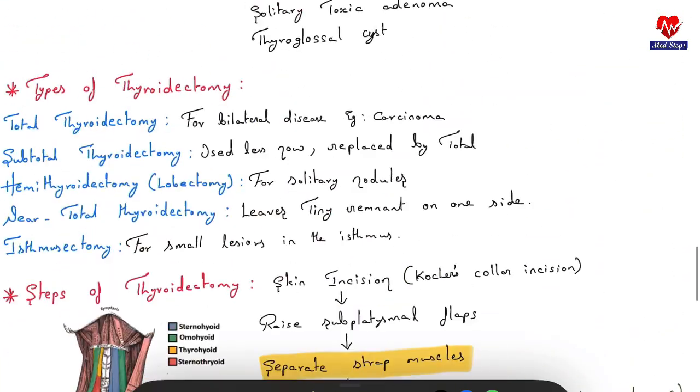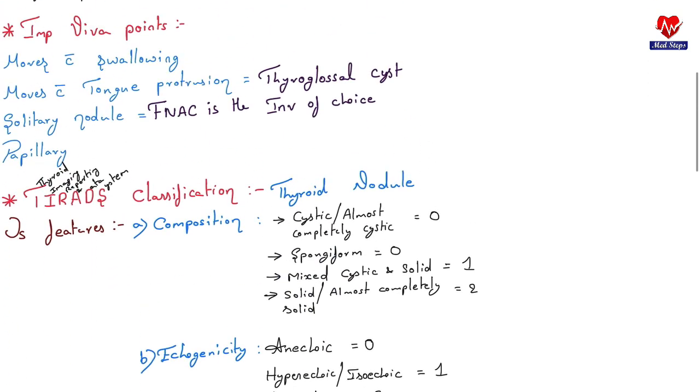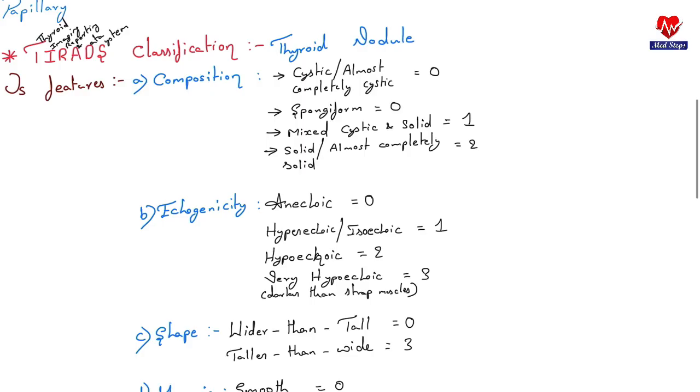The thyroid score means, after the patient comes, we have to do one test. The test is called ultrasound. In that ultrasound, the ultrasound people will give one thyroid score. Thyroid score means TI-RADS, the Thyroid Imaging Reporting and Data System. This thyroid classification will help to find whether the thyroid nodule is benign or malignant. Based on that, we can do follow up and then management.